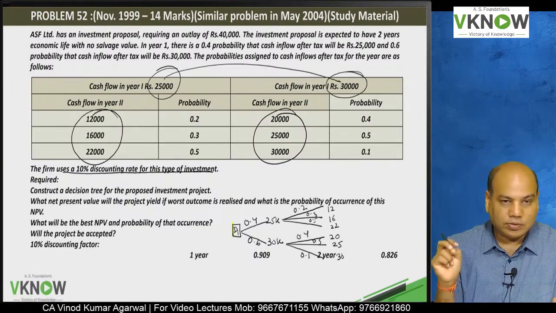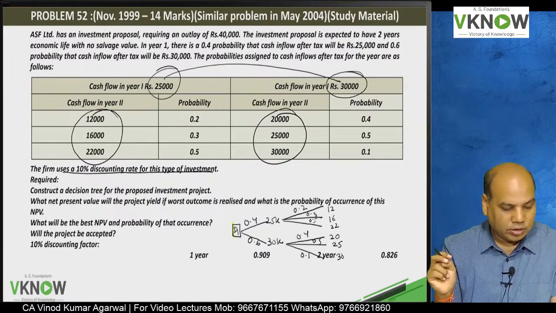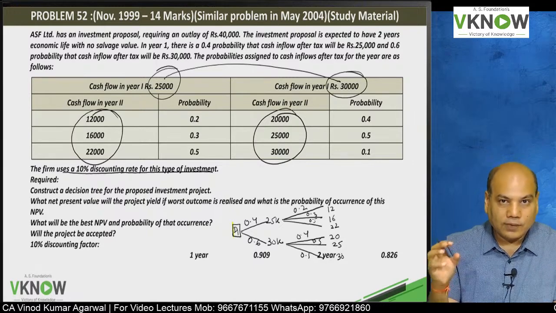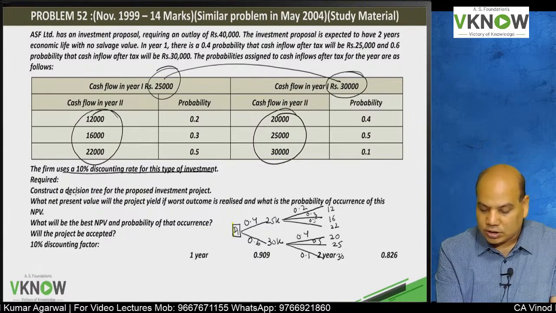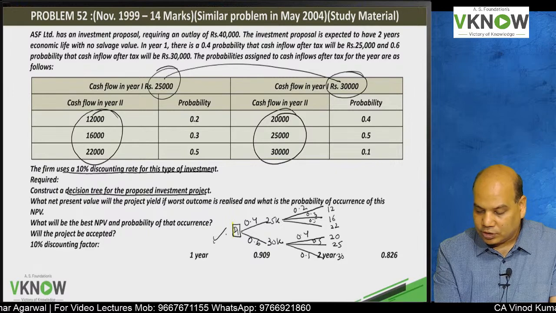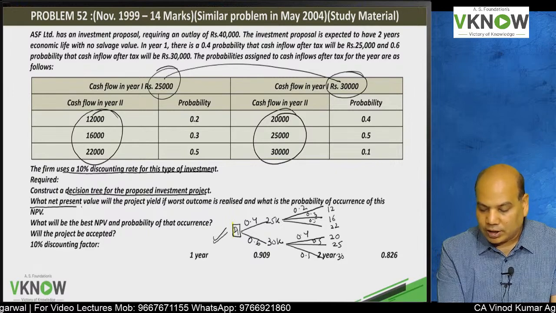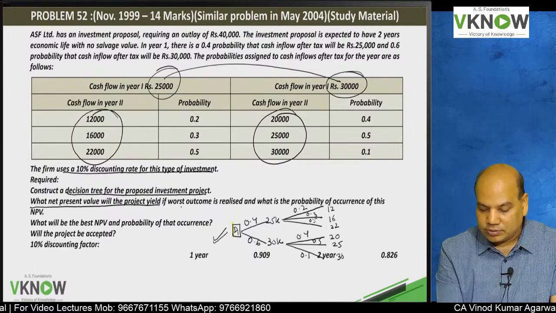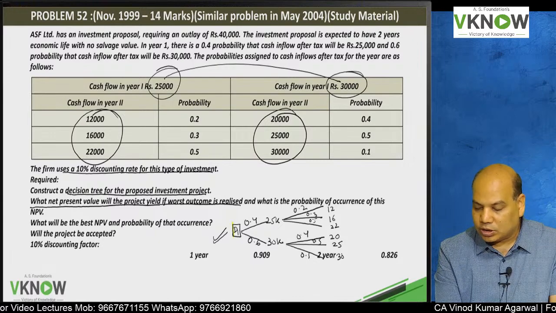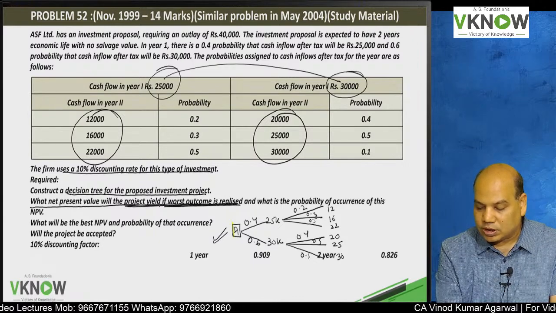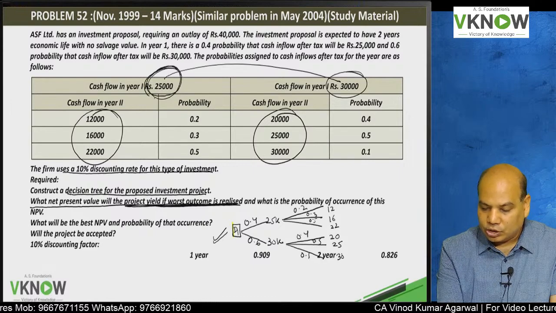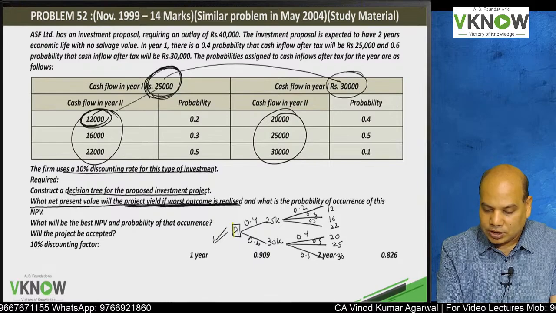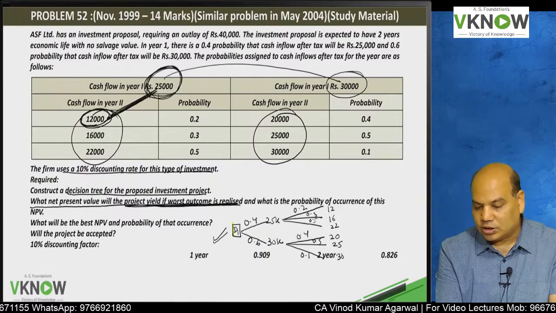So in this question we have to compute present value. In the previous problem, all figures were already converted into present value. Construct a decision tree. That is how you will draw. What NPV will the project yield if worst outcome is realized? Worst outcome means you will get 25,000, the lowest in the first year, and 12,000 in the second year. This is the worst combination.